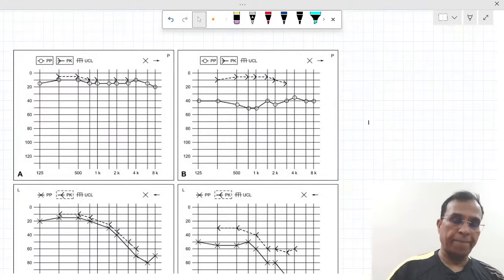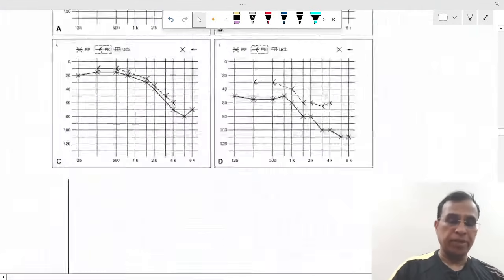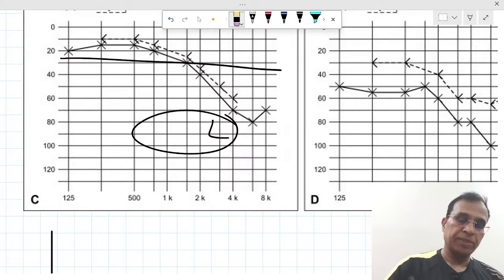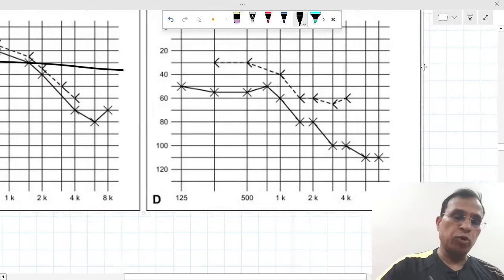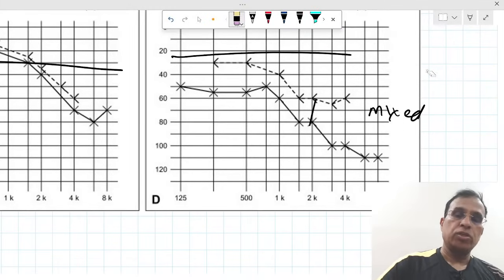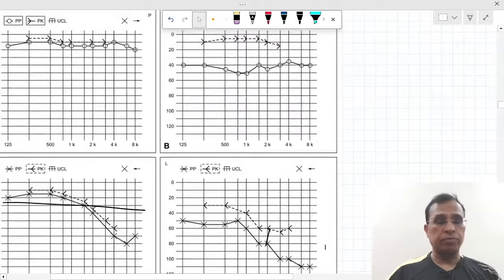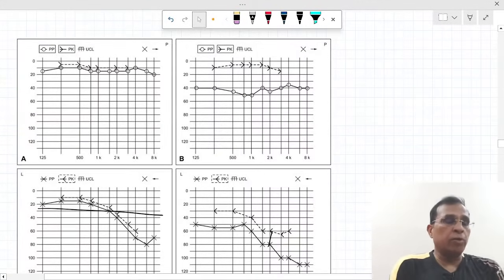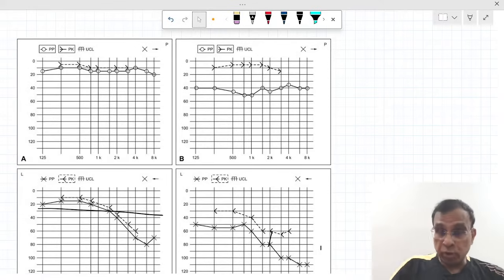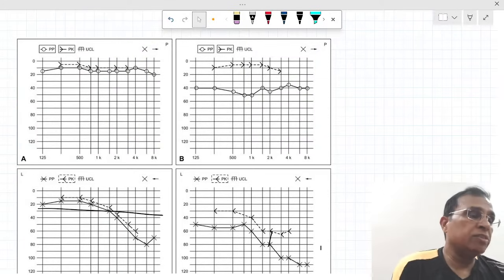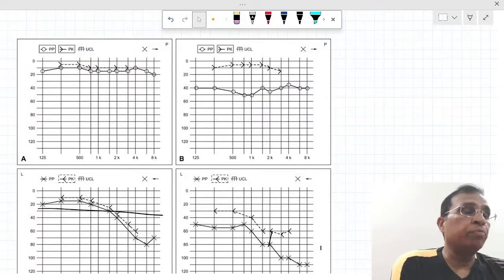This is how CHL looks. One is below, one is above. Here both are below 25 and they are close to each other. This is SNHL. And this one, where both are below 25 but the gap is more, this is mixed loss. So the audiogram can only be one of the 4. First one is normal, second one is CHL, below that is SNHL, last one is mixed loss. In this much time, this is the only thing I can tell you, Suhana Purohit.